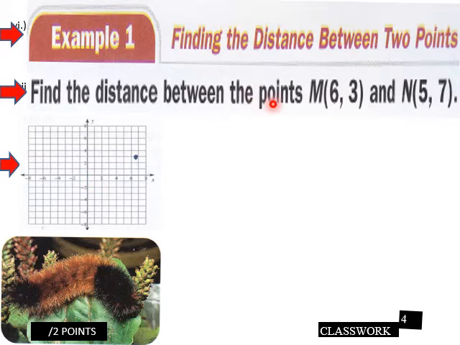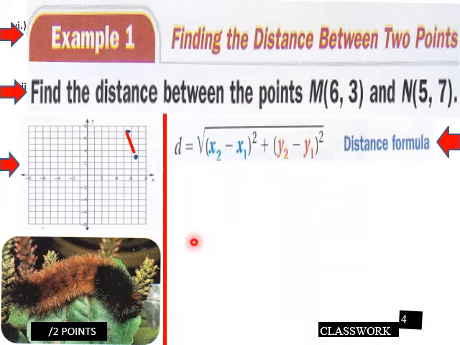Find the distance between the points 6, 3 and 5, 7. So this would be 5, 7 here, and then 6, 3 here. So that's the approximation there. We need to find the distance between these two points here. How do we do that?